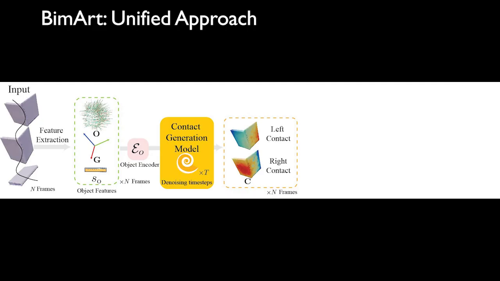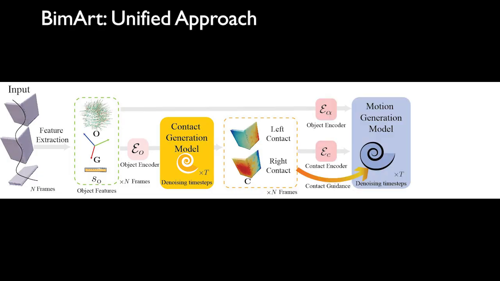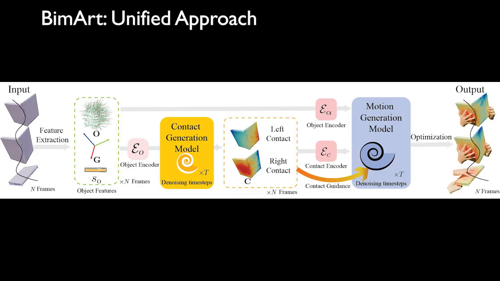In the first stage, our contact generation model creates bimanual contact maps. These maps condition the motion generation model and guide the sampling process. Finally, we apply optimization-based refinement to produce the final 3D bimanual meshes.